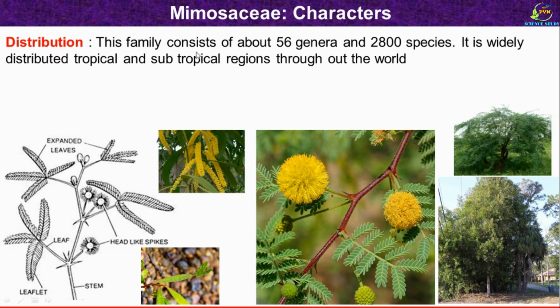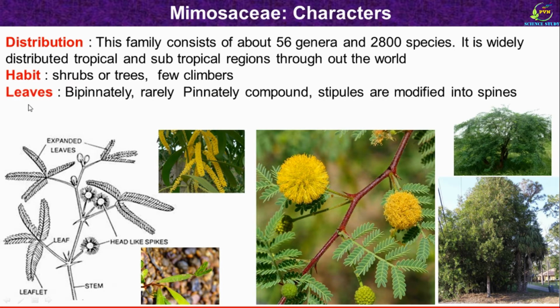Mimosacea family consists of about 56 genera and 2800 species. It is widely distributed in tropical and subtropical regions throughout the world. The members of Mimosacea family are absent in colder regions of the world. The plants are shrubs, as you can see here, or trees, while few members are climbers and very rarely are herbs.